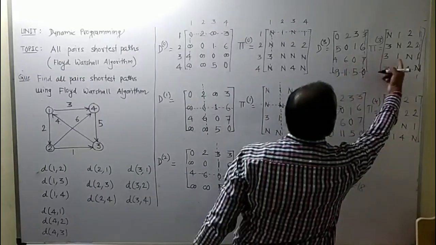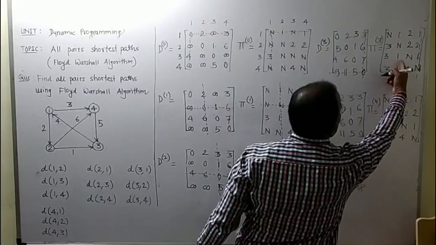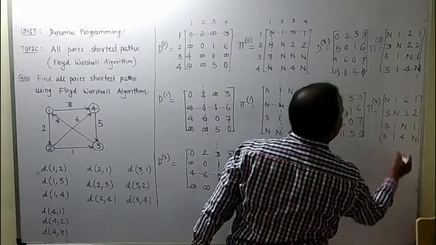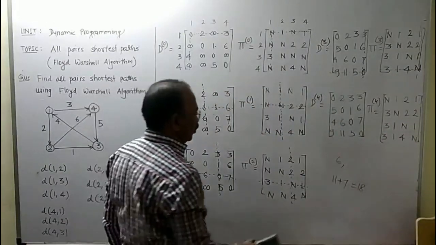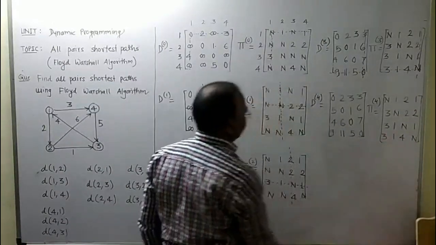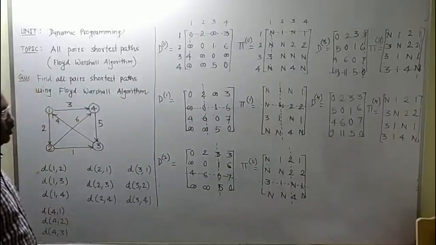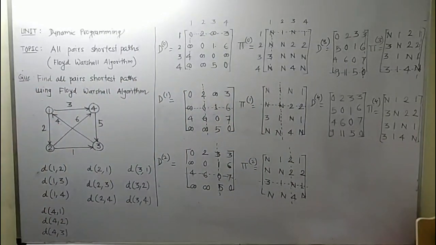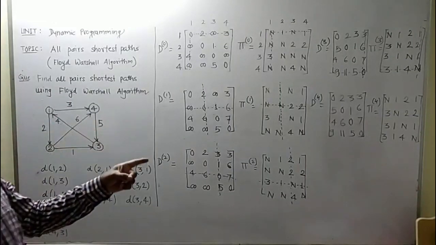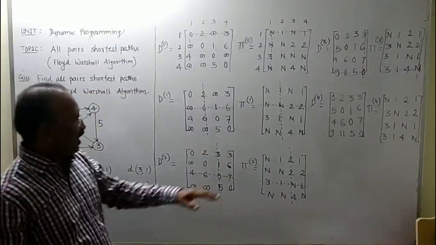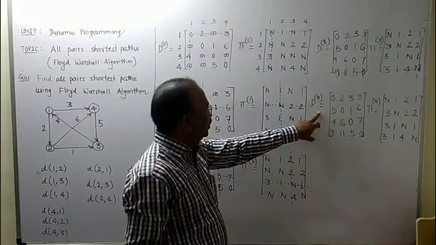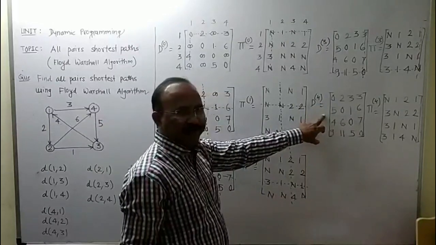Now, there is no change, means there will not be a change in the pi 4. So 1 will be as it is. So in this way, we have filled up the D4. D4 is the last matrix. So in this way, we have got 10 matrices starting from D0 to D4 and pi 0 to pi 4. So this last matrix is nothing but the shortest path distance matrix.